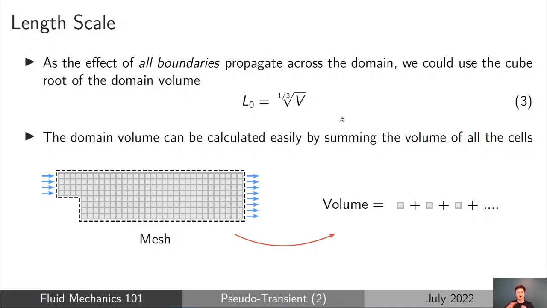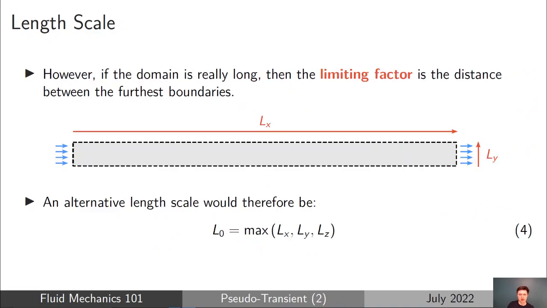So if we have our general 3D CFD domain, which could have an arbitrary complex shape, what we could do is we could just sum the volume of all the cells in the mesh. That would give us the total volume of the domain, and then take the cube root, which, the cube root of meter cubed, would give us the correct units of meters, and we could use that for our characteristic length. That's one possible choice that we could make for our characteristic length scale.